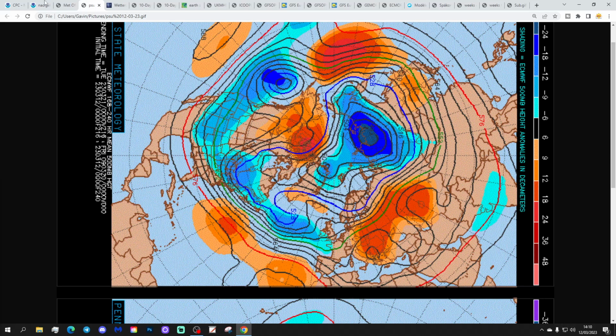These are the 500 millibar height flow charts from Penn State University for the next week to 10 days.